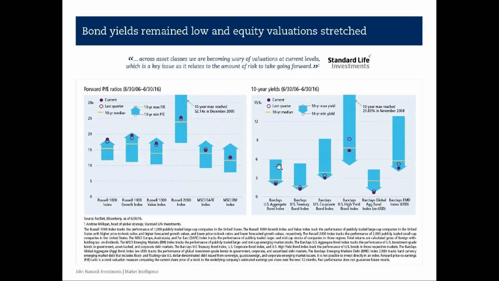All right. To wrap up, I did want to talk about asset allocation more broadly and just some portfolio considerations. What this chart shows on the left is the forward PE ratio of various equity asset classes. The bars represent the 10-year range, so the top would be the high of the range, the yellow would be the median, and the dots would be where we were last quarter and this quarter.